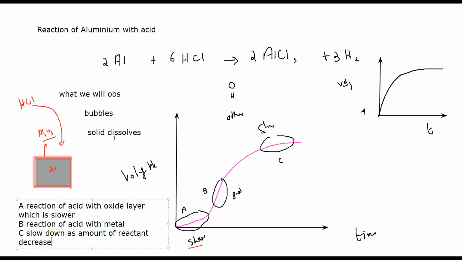So the metals which have an oxide layer generally have slower reactions in the beginning. Once the oxide layer is removed, the metal is exposed to the acid, then the reaction rate is faster. And again the reaction rate slows down because the amount of the reactant or number of particles decreases. Is it clear? The reactions of aluminium with acid? Any doubt in this part?